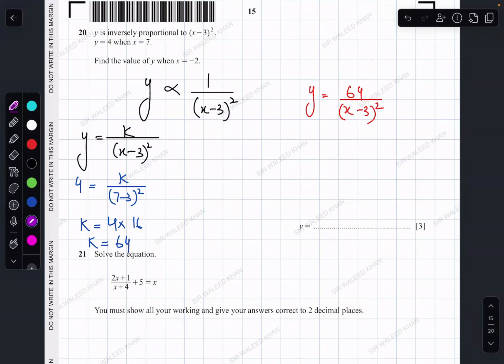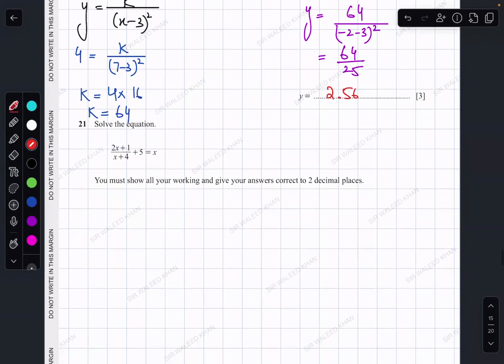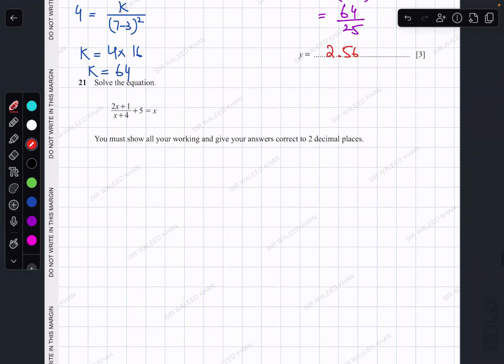Now, using X as minus 2, I can figure out the value of Y. So we have 64 divided by 25. That's your answer. You can use your calculator. That should be 2.56. Okay, solve this. You must show all your working and give your answer correct to 2 decimal places.